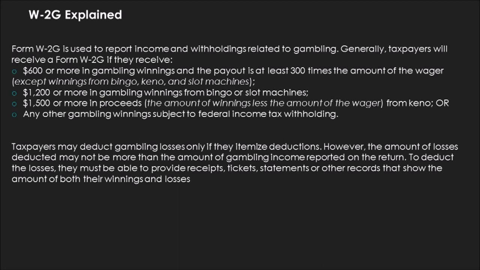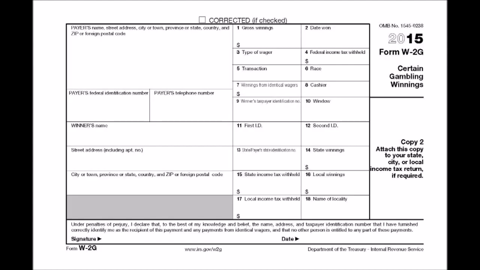They also receive one if they received $1,200 or more in gambling winnings from bingo or slot machines, if they received $1,500 or more for Keno, or if they received any other gambling winnings that are subject to federal withholding. This is a W-2G. The winnings are reported in Box 1 and the federal withholding is reported in Box 4.